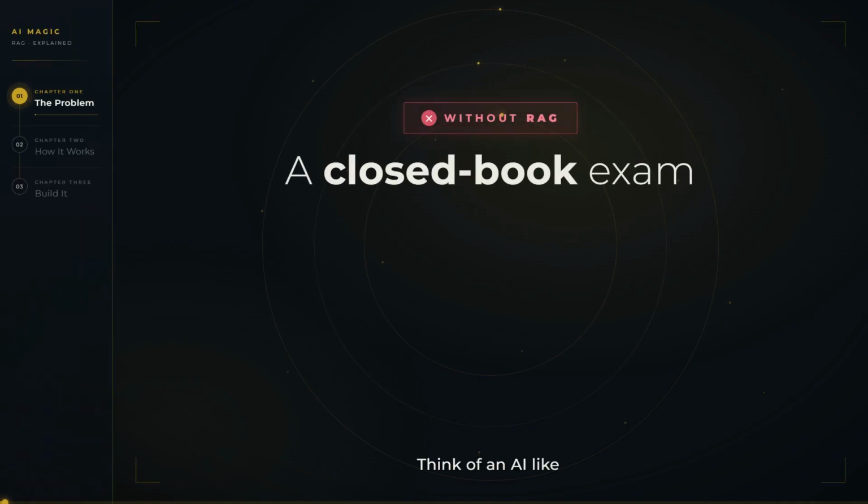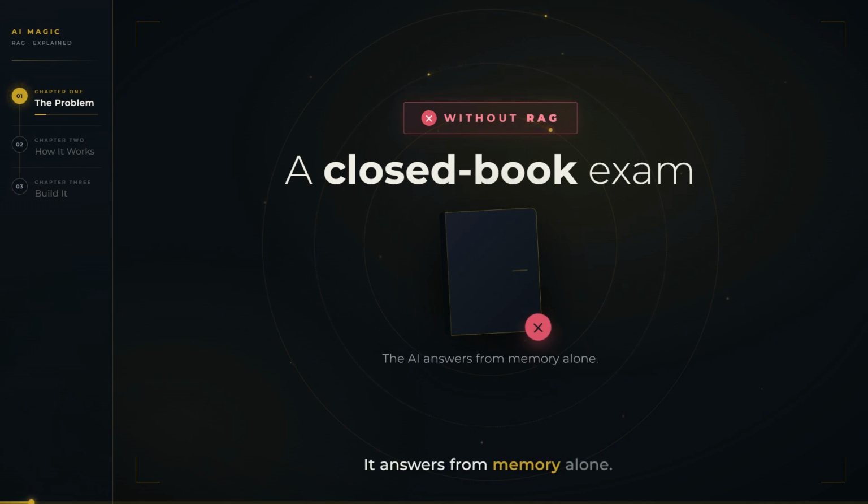Think of an AI like a student taking an exam. Right now, it's a closed book exam. It answers from memory alone. So when it doesn't know something, it doesn't stop. It guesses, confidently, and often gets it wrong.